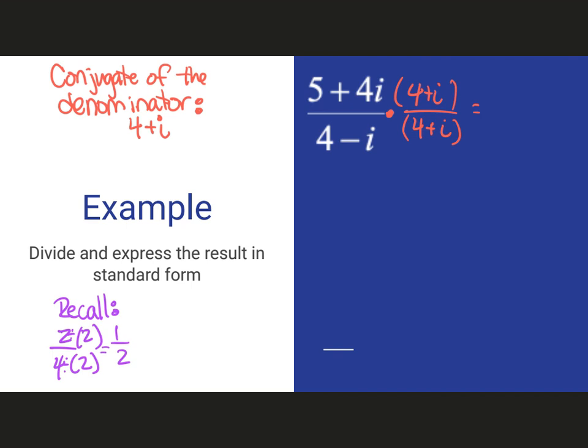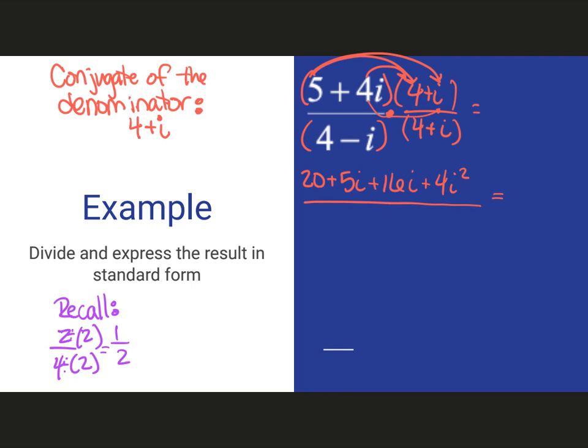So what we're going to do is multiply the top, and then we'll multiply the bottom. When you multiply fractions, you multiply straight across. So we will distribute here. 4 times 5 is 20. 5 times i is 5i. And then 4i times 4 is 16i. And then 4i times i is 4i squared. And that's your numerator.